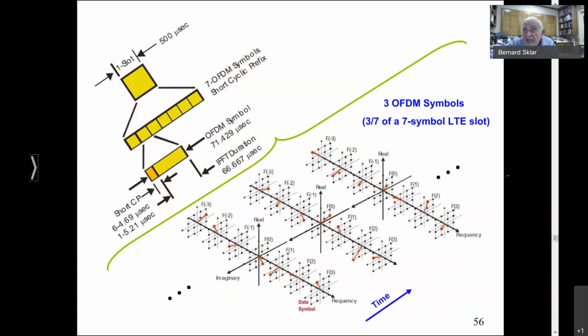So do I have that? No, I'm sorry, I said that wrong. Remember, this is the symbol time over here.